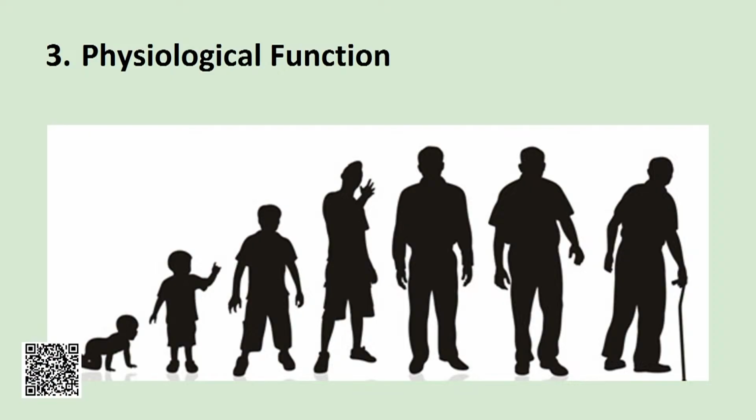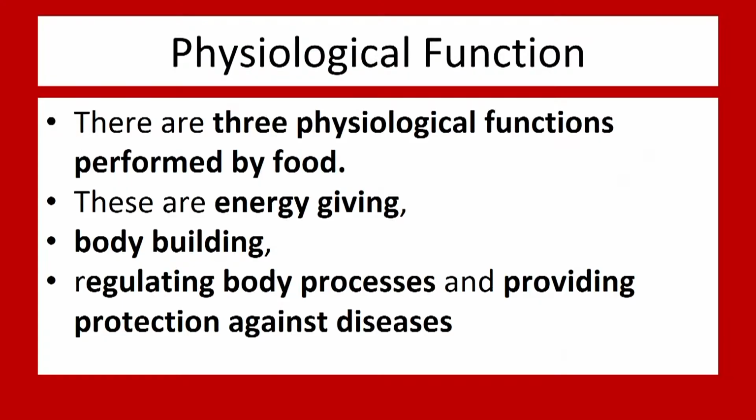Now let's look at the physiological function. Physiological, as you can see, has to do with the physique itself. When we discuss the physiological function, it mainly divides our function into three categories. Food provides us energy. Food provides us energy for the bodybuilding process. Food also helps in regulating the body processes and providing protection against diseases.